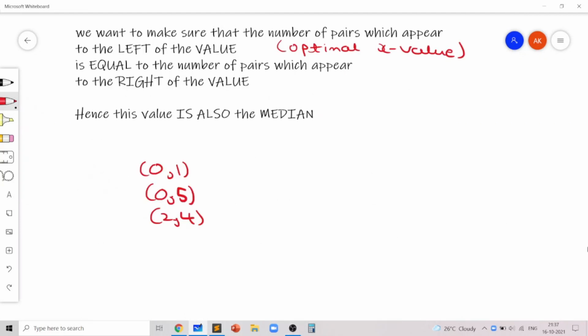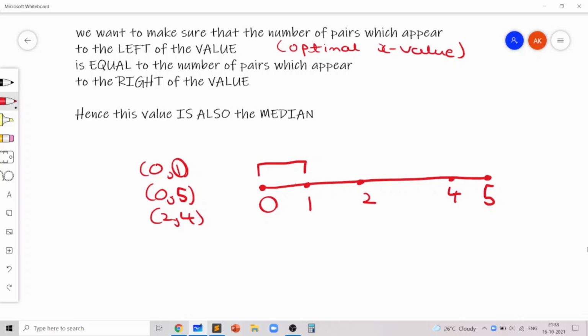So let's say we have the same 3 pairs of points. Now why is 1 always the optimal x value? The reason being, when we consider these pairs, let's say we have a line and we consider these points on the line. So let's say that this is 0, this is 1, this is 2, this is 4, and this is 5. Then why does 1 make sure that the number of segments to the left of 1 is equal to the number of segments appearing to the right of 1?